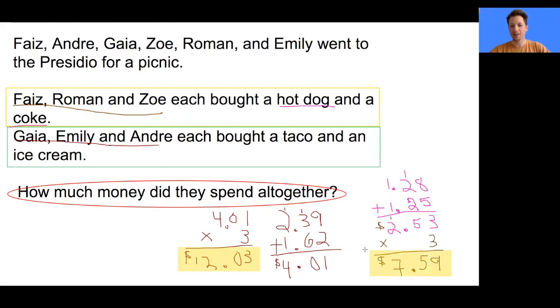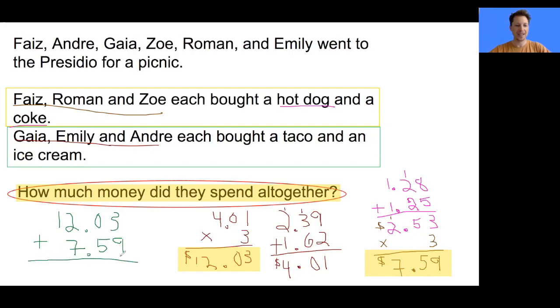Now, again, let's go back and ask, what is the question that's being asked? How much money did they spend altogether? So all 6 of the people, what I have to do next is add up all of these totals. What I recommend for you to do is use the bigger number up top. So let me get here. I have $12.03, and I'm going to add that to $7.59. I'm going to put the bar right here. All I have to do is add this.